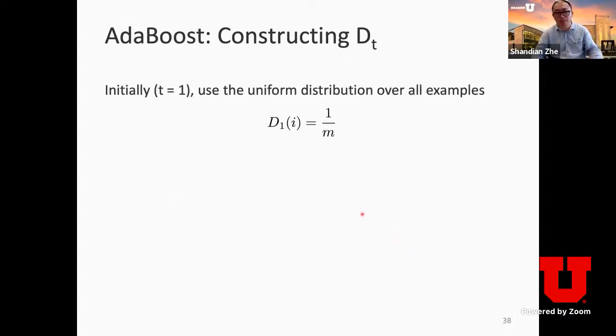Initially, because we do not have any prior knowledge about which example is important and which is not, we will assign a uniform distribution over the examples, meaning that each weight is simply 1 over m, where m is the number of training examples.